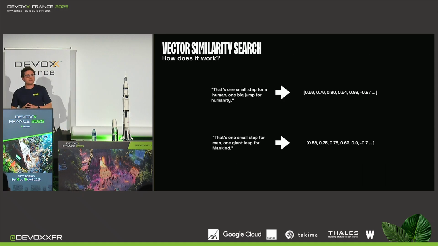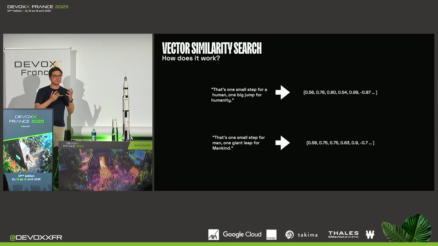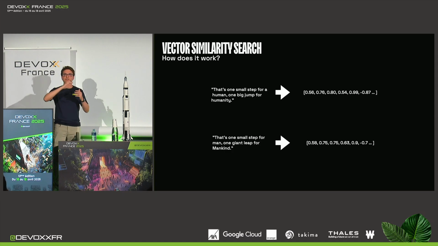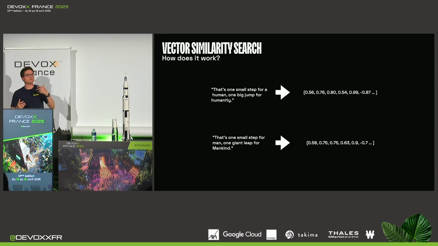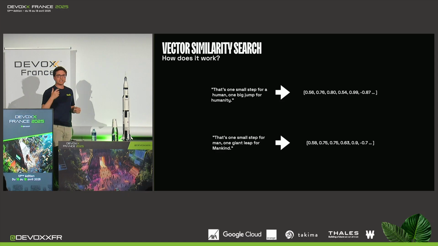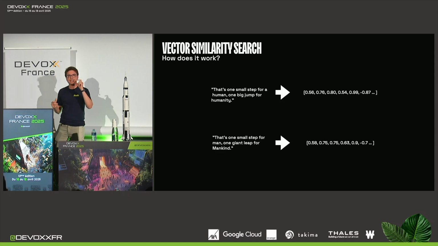So what we want to do is we're going to get all the communications from the transcriptions. We're going to vectorize these communications, and then we're going to compare them in the vector dimensional space inside of Redis, so that we can find if something that the user sends, such as the query that I want to send, that's one small step for human, one big jump for humanity, can match something in the database.